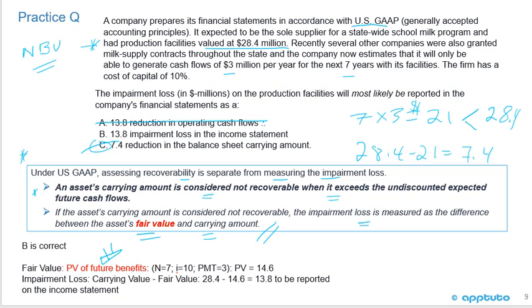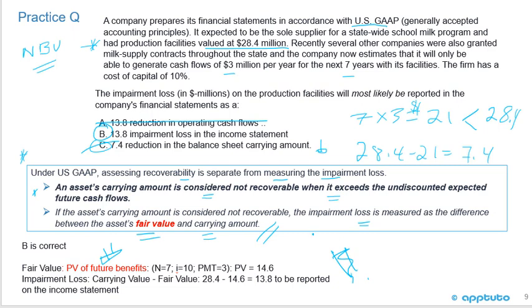and that's not a reduction in operating cash flows. You should know that that one was wrong automatically, okay? And also, yes, there is a reduction in the balance sheet carrying amount, but the impairment loss is on the income statement, okay? So B was correct. So the issue with that one is just a little bit of the wording.